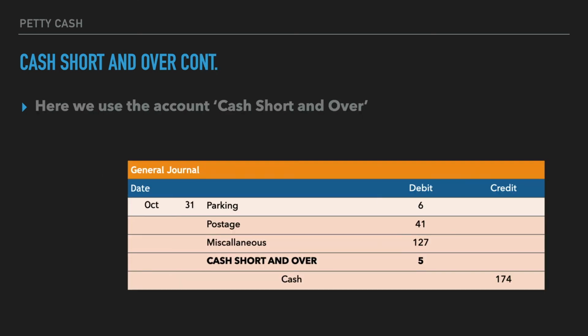Here's an example of a journal entry which incorporates the cash short and over account. Since the receipts totaled to an amount less than the requested amount to replenish the account, we will debit the cash short and over account $5.